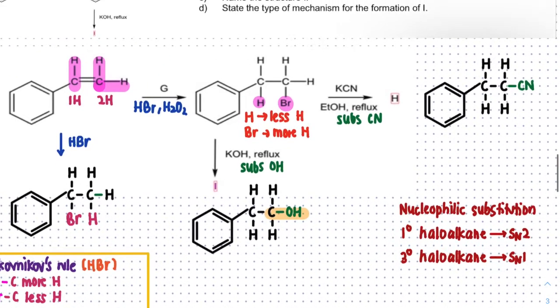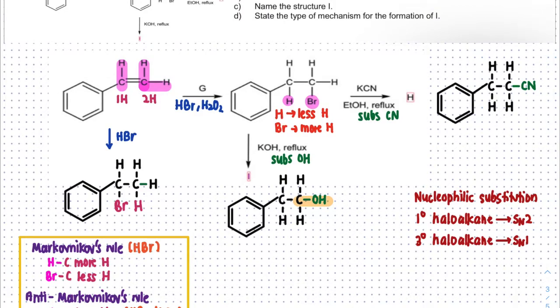But this one is back to our haloalkane. Next we react it with KCN. For our KCN here, what we substitute is the CN, because the K will combine with the Br, giving KBr as our side product. So we substitute the bromine with CN.